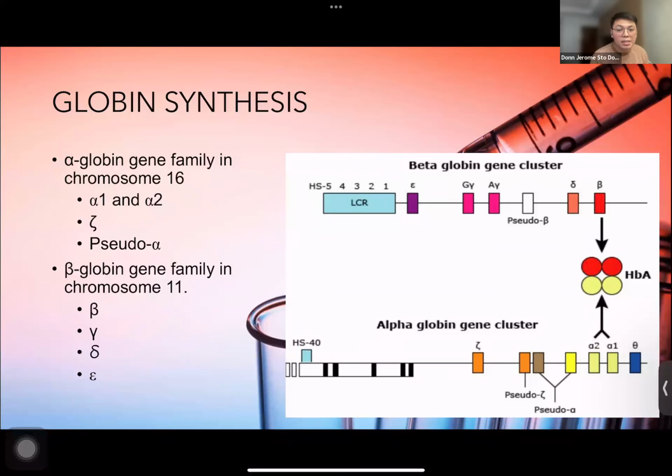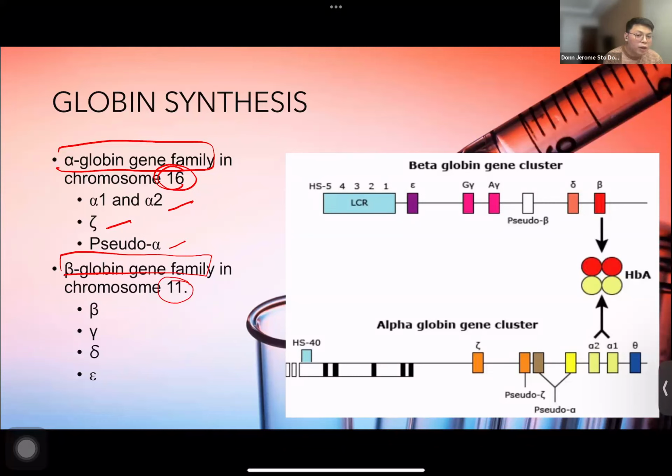Na-discuss na natin yung heme synthesis. So dun tayo sa globin synthesis. The synthesis of the globin portion of your hemoglobin is carried out by 2 gene clusters. First, your alpha globin gene family present in chromosome 16, responsible for encoding genes for transcription and translation of alpha chain, zeta chain, and pseudo alpha chain. The other one, the beta globin gene family, is located in chromosome 11, responsible for encoding genes for transcription and translation of beta and beta-like proteins or globins.